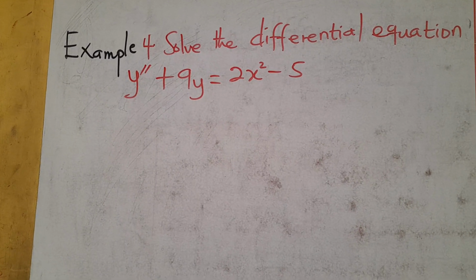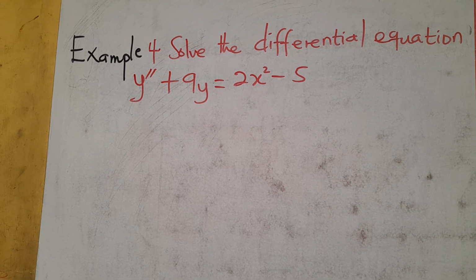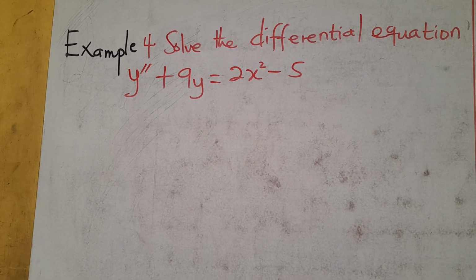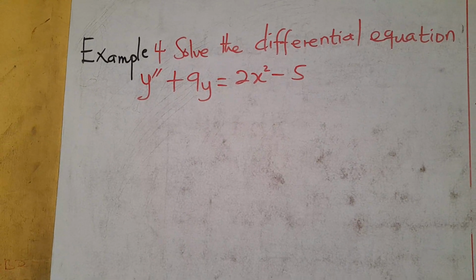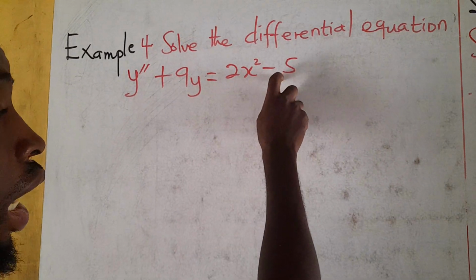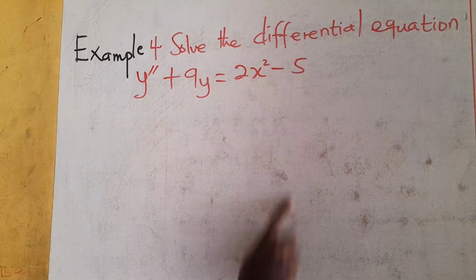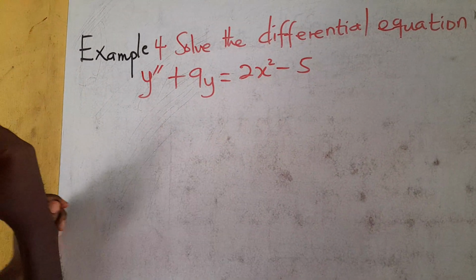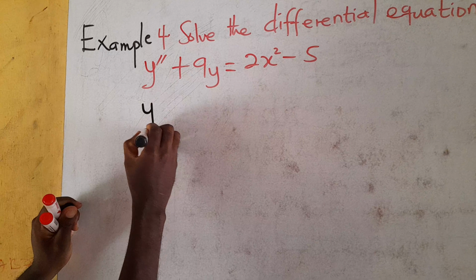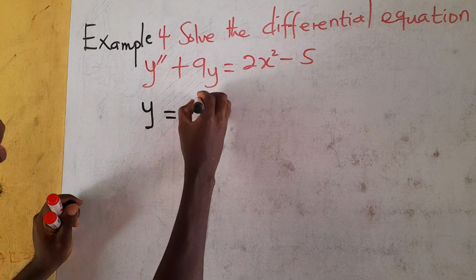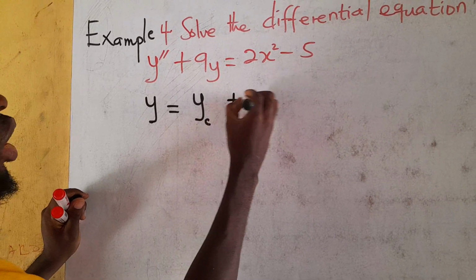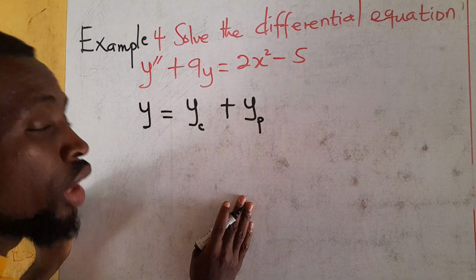So they say solve the differential equation y'' + 9y = 2x² − 5. So this is non-homogeneous, since our g(x) is not equal to 0. Remember, using the method of undetermined coefficients, the general solution y will be equal to the solution to the homogeneous side plus the solution to the non-homogeneous side.